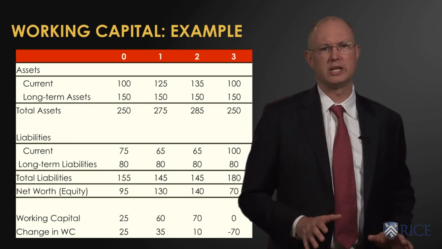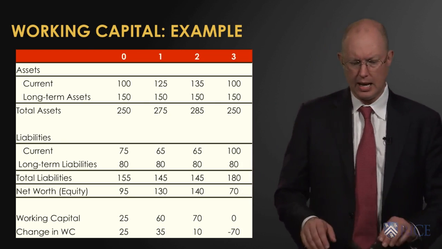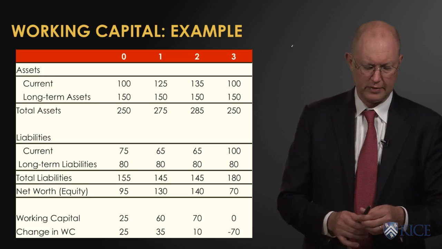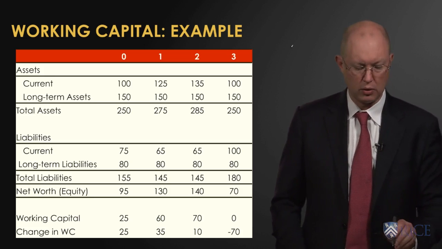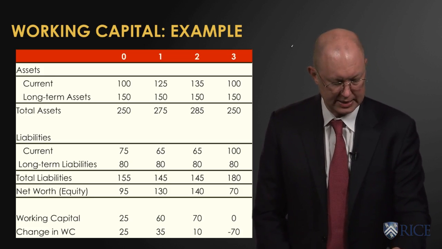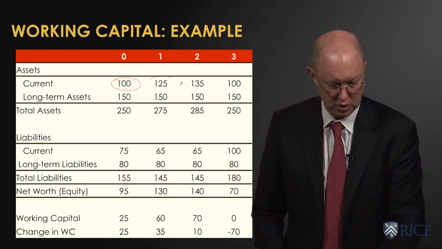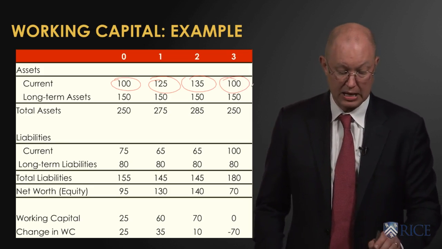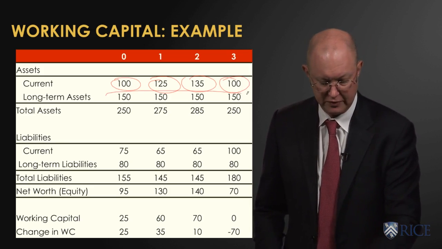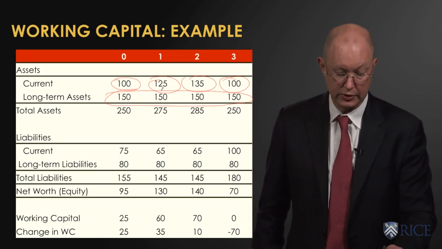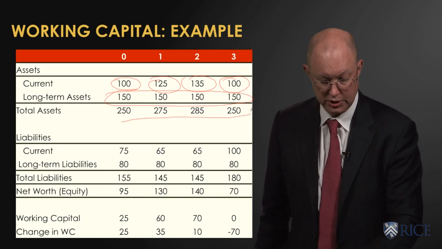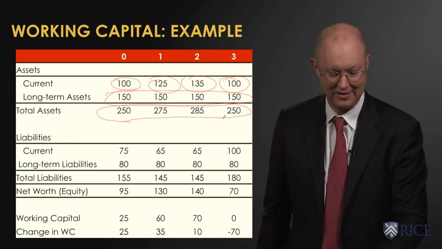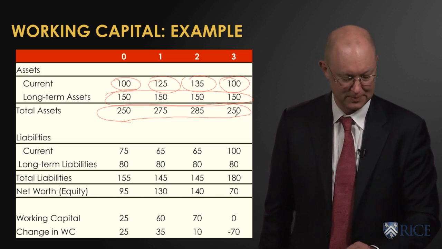Okay, let's walk through a really simple example. I've got here a series of balance sheets laid out, where I've got current assets listed for 3 years: 100, 125, 135, 100. And I've got long-term assets which are just 150 the whole way through. Add those two together and that gives me total assets of 250, 275, 285, and 250.